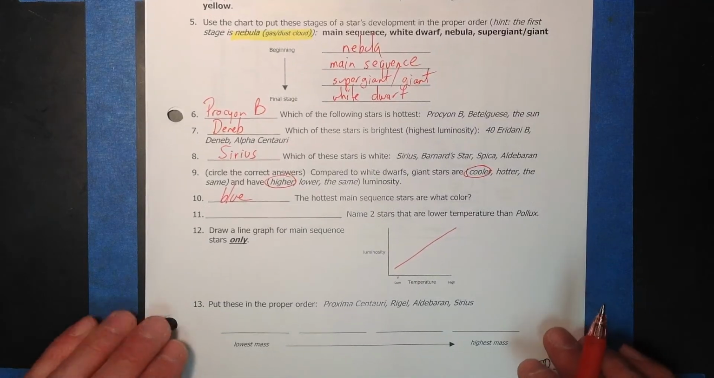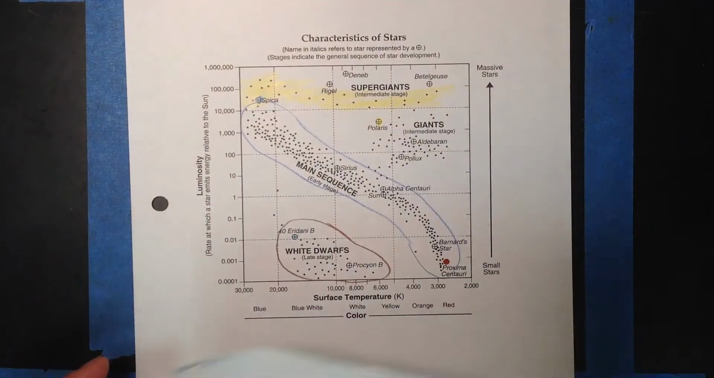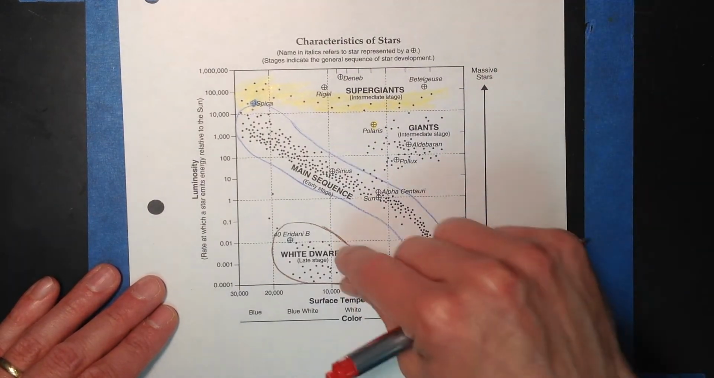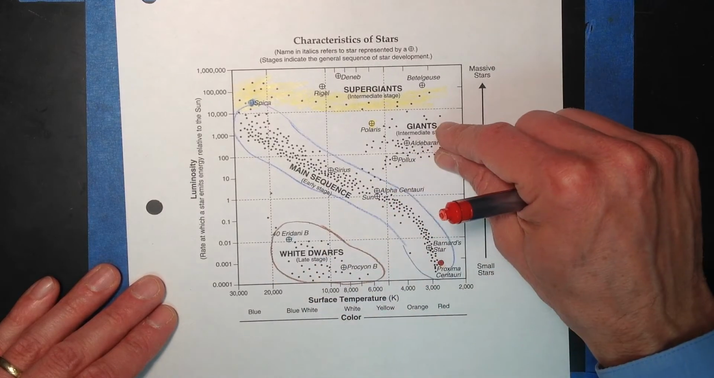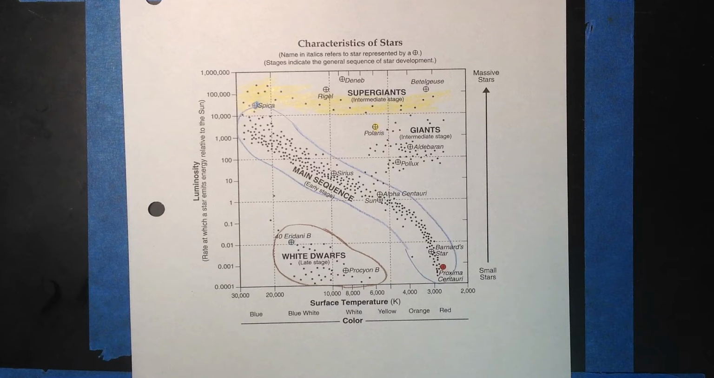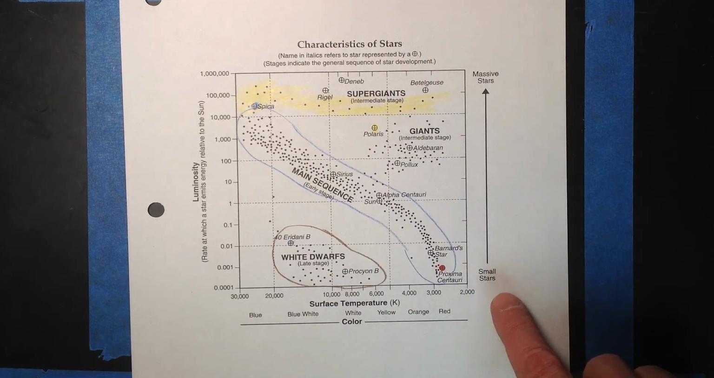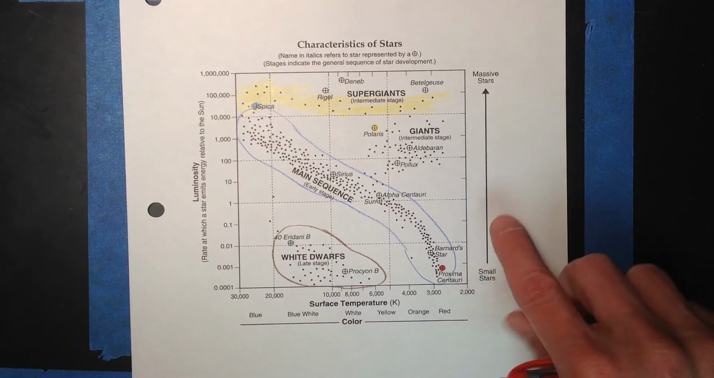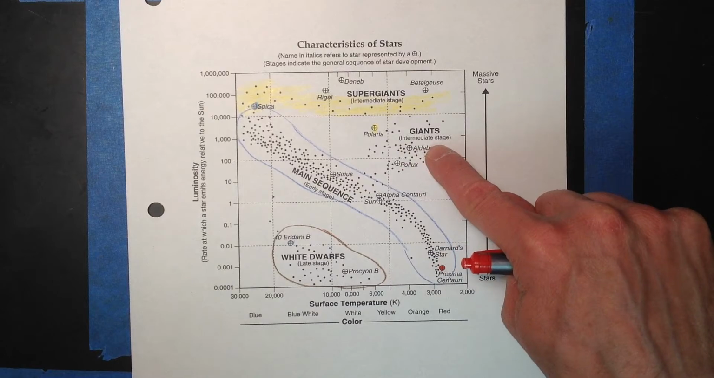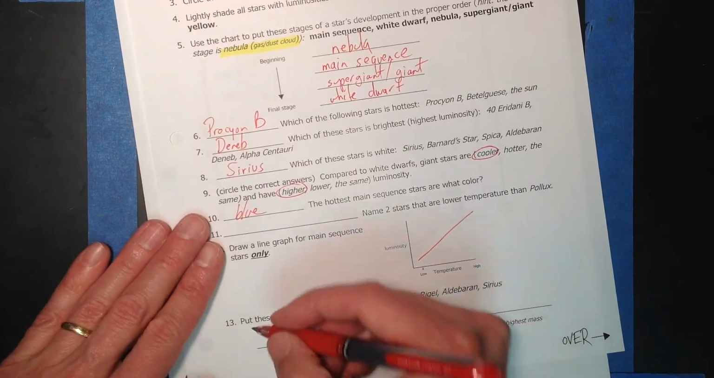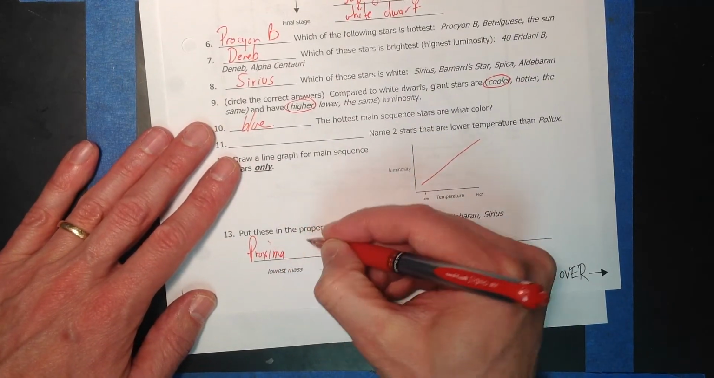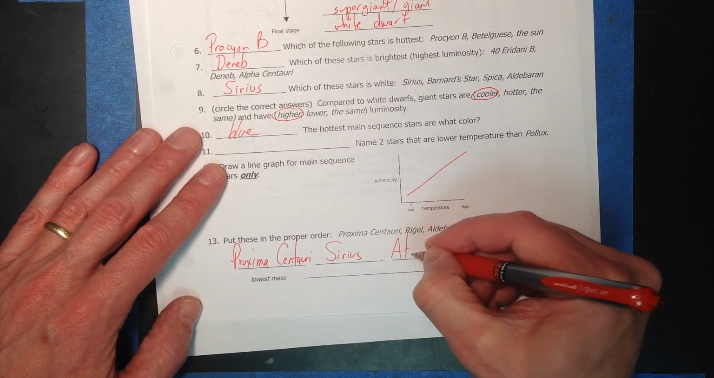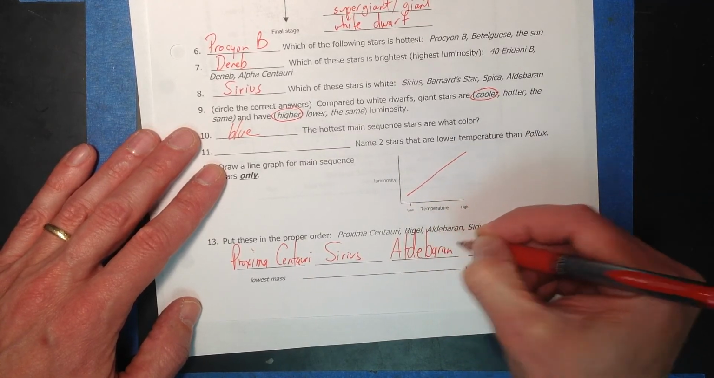And then 13, put these in the proper order, lowest mass to highest mass. Please note, how do you know how big it is, how much mass it has? Smaller, more massive. Smaller stars, bigger stars. Makes sense. Dwarfs are smaller stars. Giants are big stars. Supergiants are even bigger than giants, hence the name. Therefore, you have to look at these, and you have your Proxima Centauri down here, smaller stars, and then what do we have? We have 4 of them, and then the next one is going to be Sirius, which is here, and then Aldebaran, and then Rigel up here. Okay, so it goes like this. Proxima Centauri, then Sirius, then Aldebaran, and then Rigel. Okay.